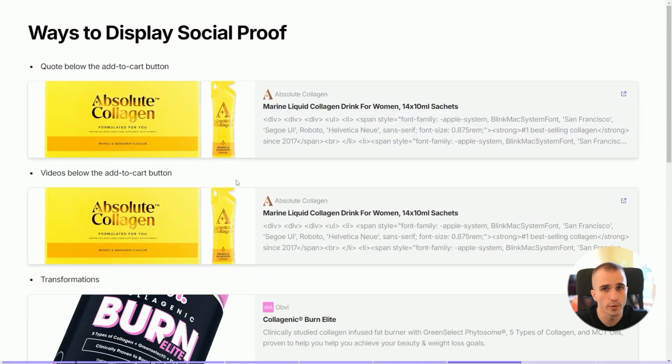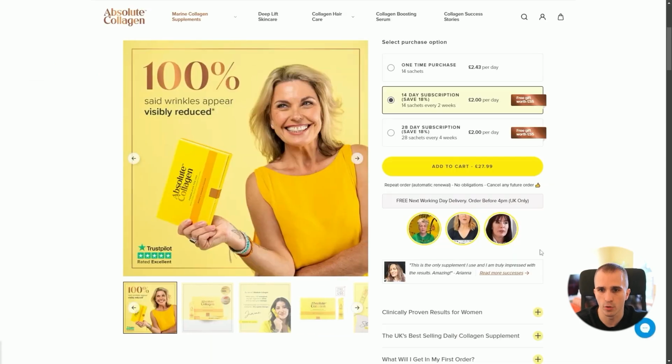The next thing that you can do is to have the videos below the add to cart, and this is becoming increasingly popular. It works very well, especially if you're selling products that can be viral on TikTok or on Instagram, because it transfers that TikTok and Reels style onto your Shopify page, and it looks like this. You can see they have it again below the add to cart. You can click on each of these.